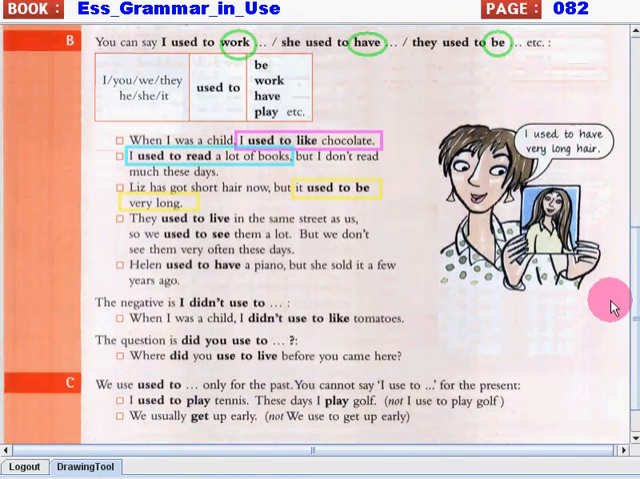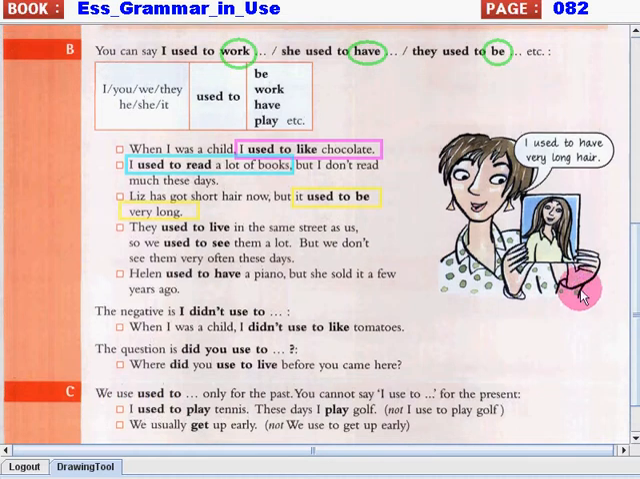Now, let's continue our discussion here. This is the structure of making sentences using that phrase: the subject first, and then the words "used to," and then our verb. Now let's continue discussing these sentences.